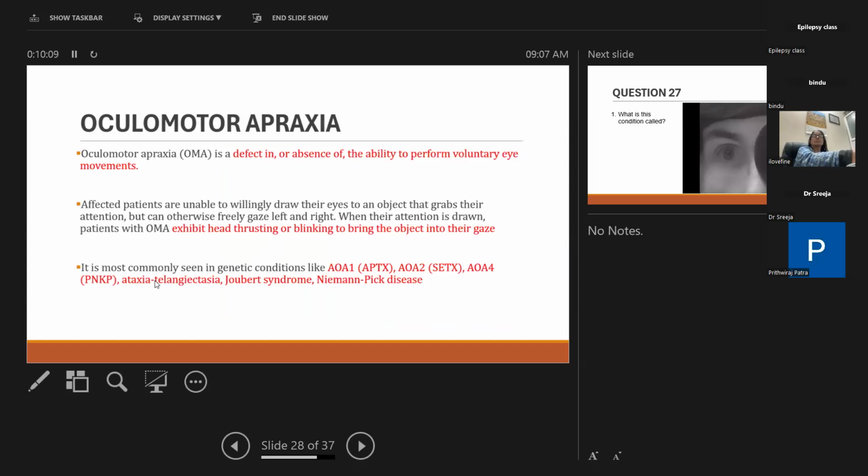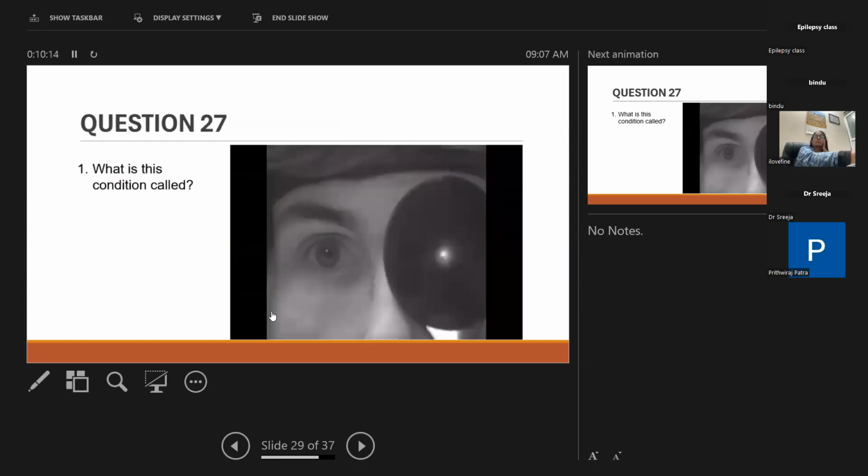What is this condition called? The patient is having nystagmus only on uncovering. Otherwise, in the resting condition, it is normal. This is latent nystagmus.